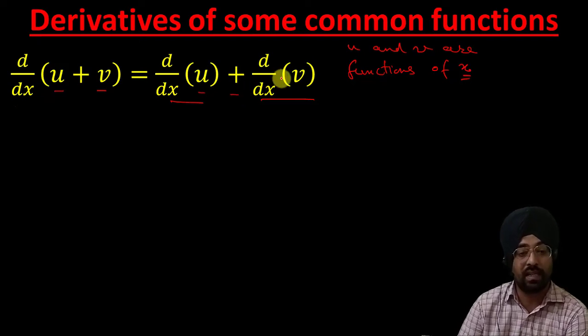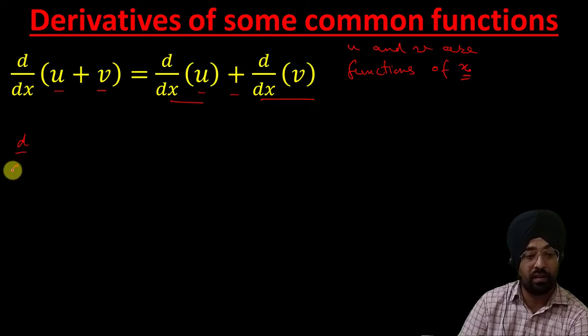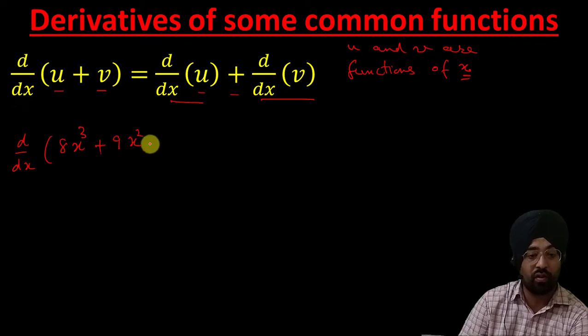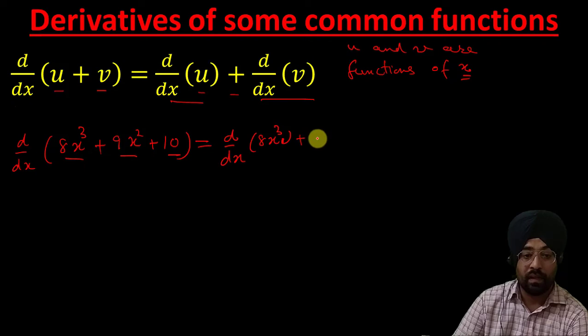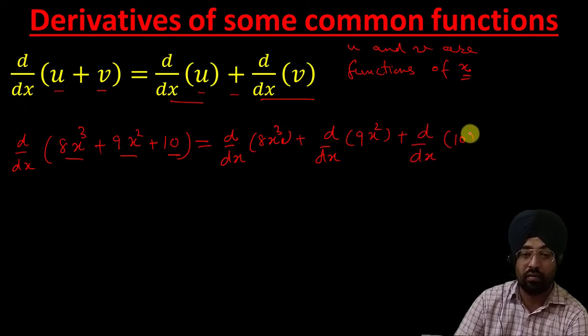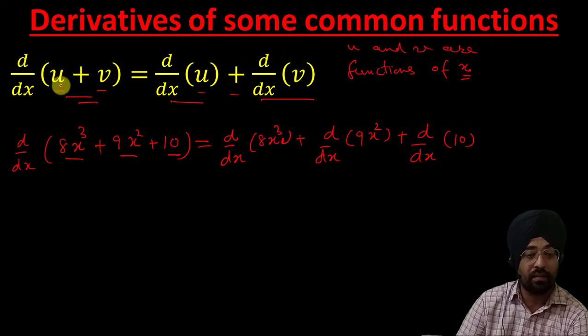Now let us try to understand this formula by some examples. Suppose we have to calculate d by dx of 8x cube plus 9x square plus 10. Now we are given sum of three functions, so applying this formula, it will become d by dx of 8x cube plus d by dx of 9x square plus d by dx of 10. So if we apply this formula, d by dx of u plus v is equal to du by dx plus dv by dx, where u and v are functions of x.